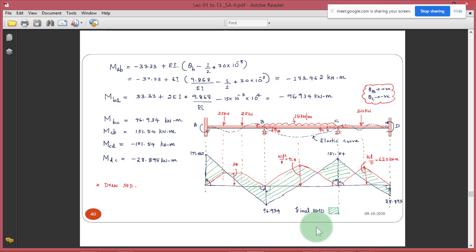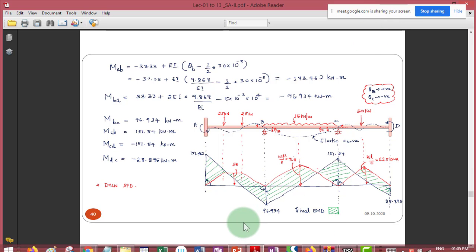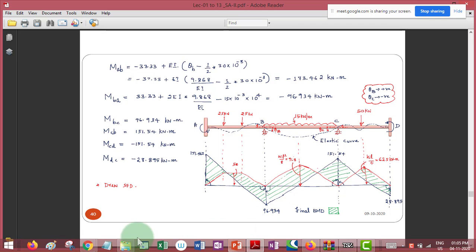So with this we will stop for today. This is the last question from continuous beams.